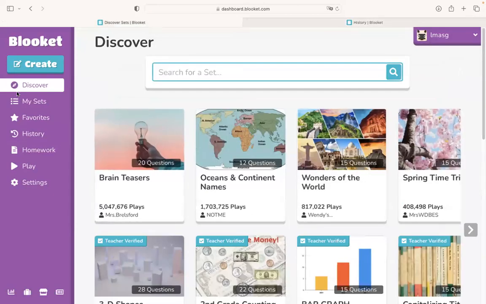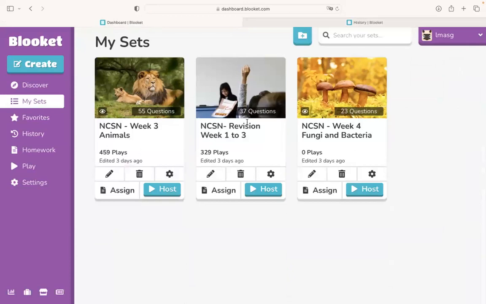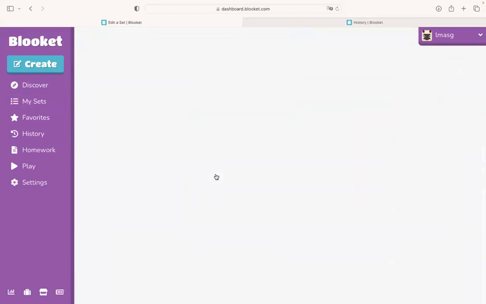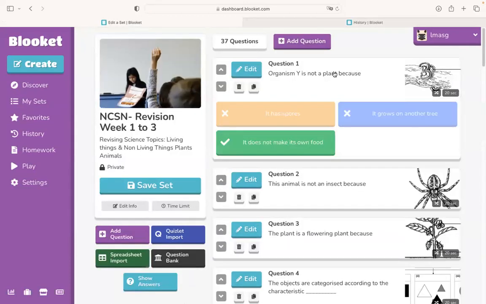All right. So let me just go back to the... Okay, question number 1. We have these little pictures here. The question asks, organism what?